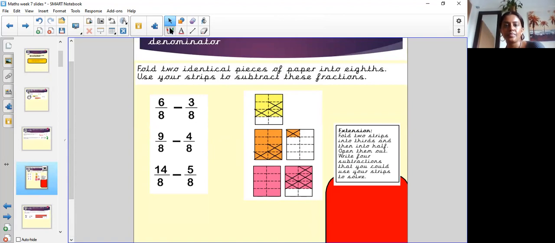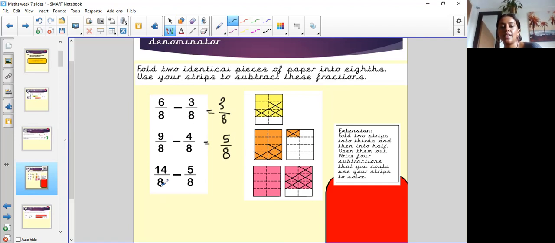I'll just write it in here, equals 3/8. Okay, the same over here. So you've coloured in 9 and we've crossed out 4 and we're left with 1, 2, 3, 4, 5. So our answer would be 5/8.